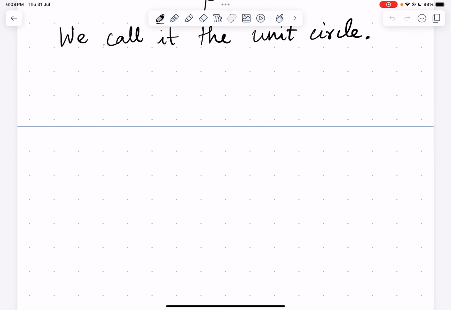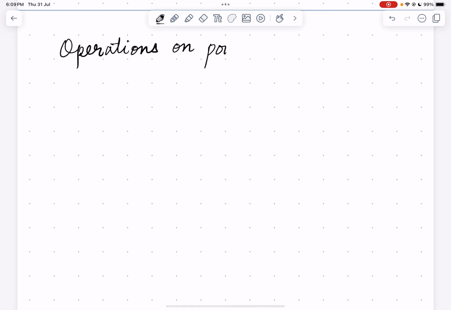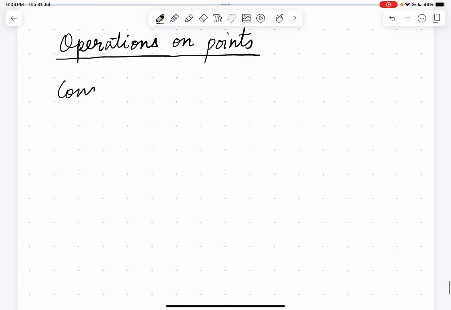Okay, let's continue. So we'll study operations on points. We have studied how to represent points using coordinates. Now the next natural step would be to consider operations on points. So consider the points in the plane, points in the coordinate plane.